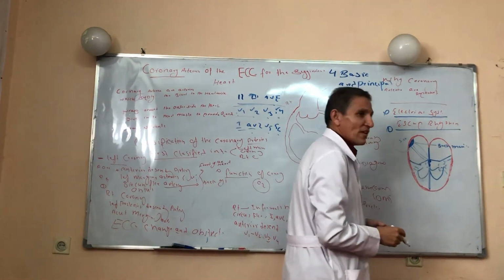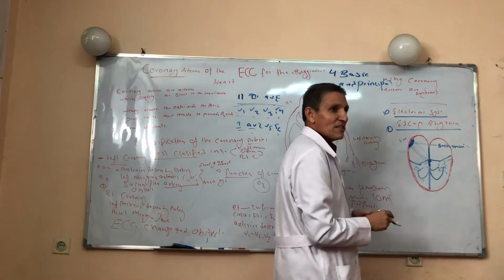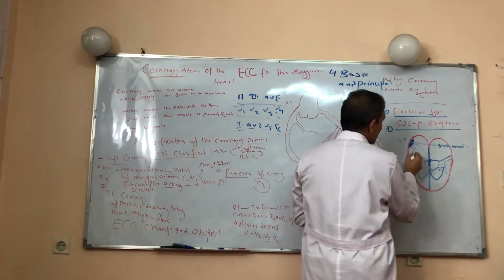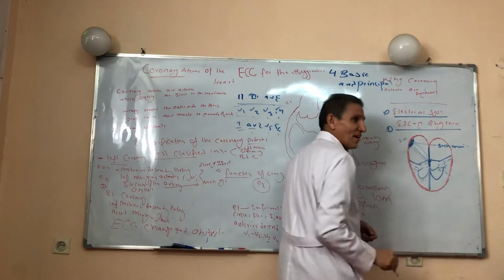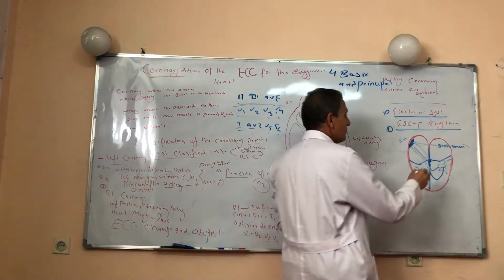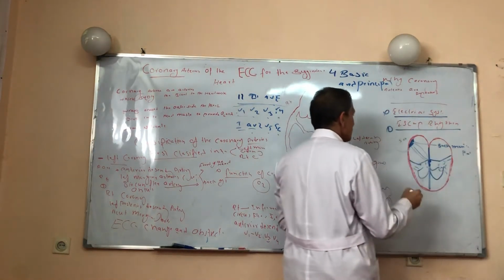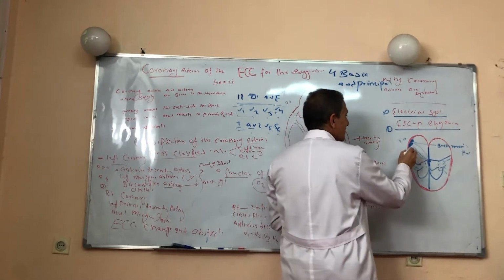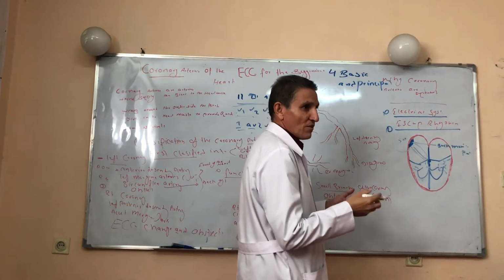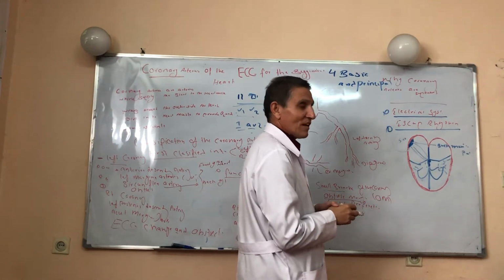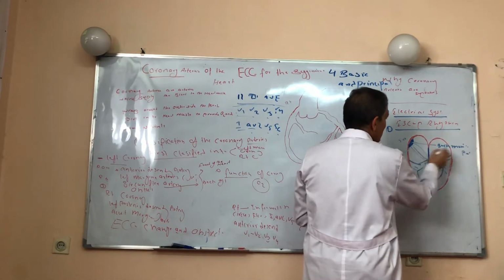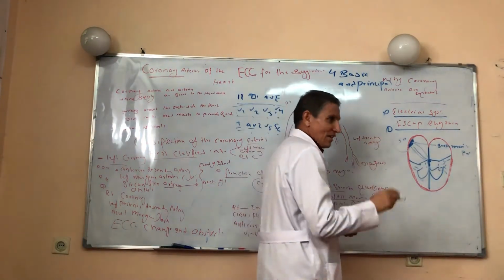Now the SA node is connected to the AV node through the intra-atrial pathway, or the internodal pathway. The pathways are superior, inferior, and medial. The SA node is connected to the left atrium by Bachmann's pathway. As we discussed already, the electrical activity of the right atrium and left atrium together produces the P wave synchronization. When the electrical impulse from the SA node spreads through both atria, it produces atrial contraction.